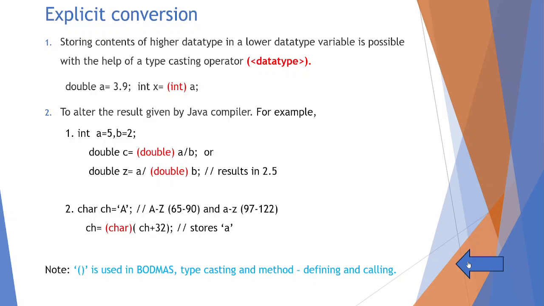Now we need to understand parenthesis. It is used in 3 places. First one is BODMAS, that is ch plus 32. First of all, you do it and then the answer you convert. So BODMAS, second one is the typecasting operator, which we have seen, and third is method defining and calling. The previous video was talking about defining and calling only.